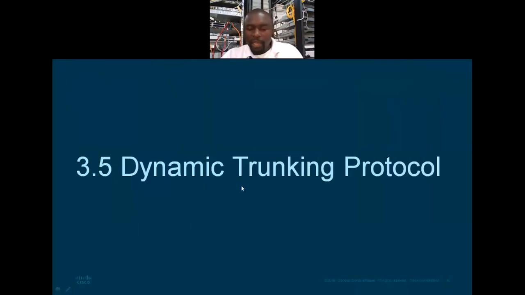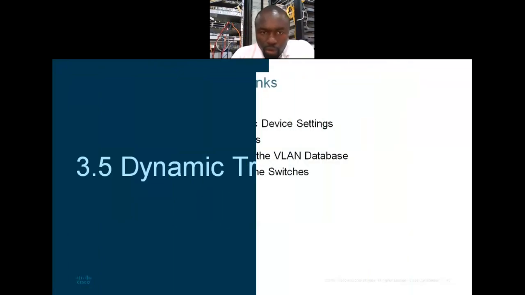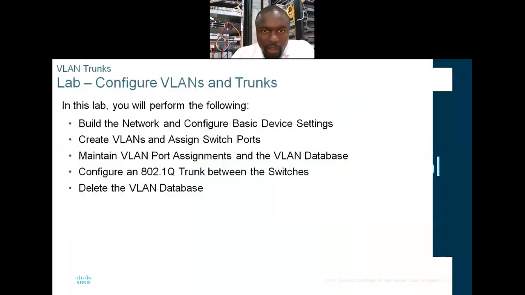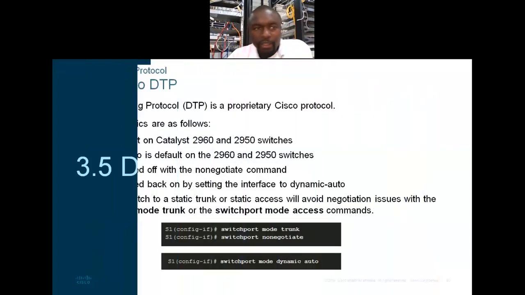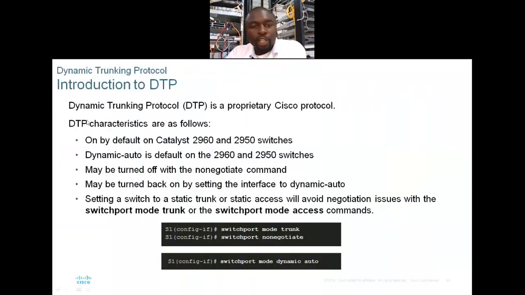There's another activity. Let's go to, where is it? Dynamic Trunking Protocol. Dynamic Trunking Protocol, DTP, is a proprietary Cisco protocol, and it has these characteristics. By default, it is on 2960 and 3560 switches.